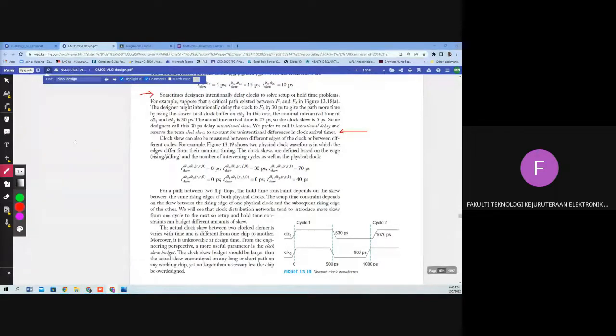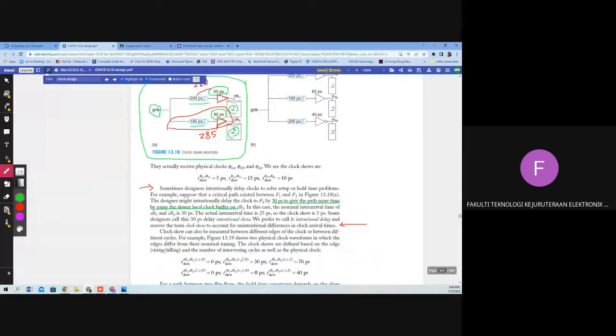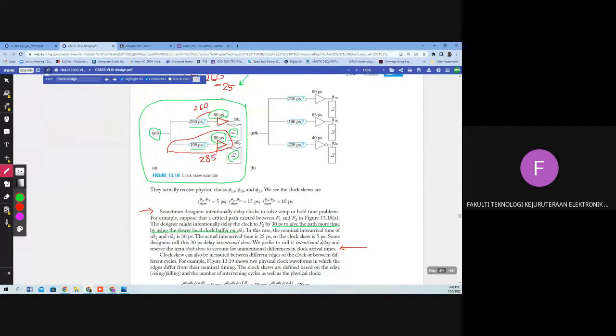Okay, so hopefully you get the point. Maybe I can highlight. So we give 30 instead of 20, they give 30, using the slower clock buffer on clock 2. You can see here, we give a slower clock buffer here, clock 2, and that gives the overall difference of 30.